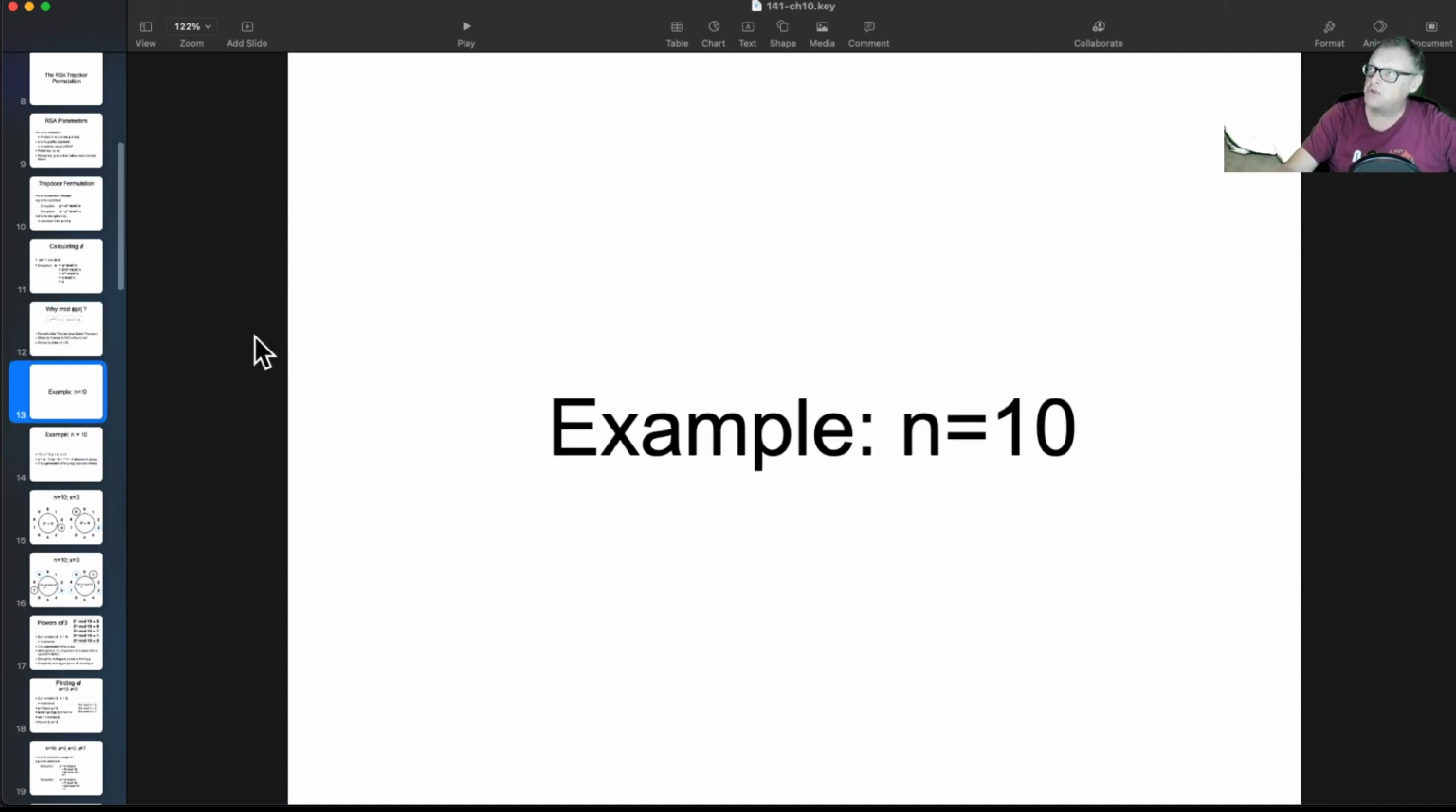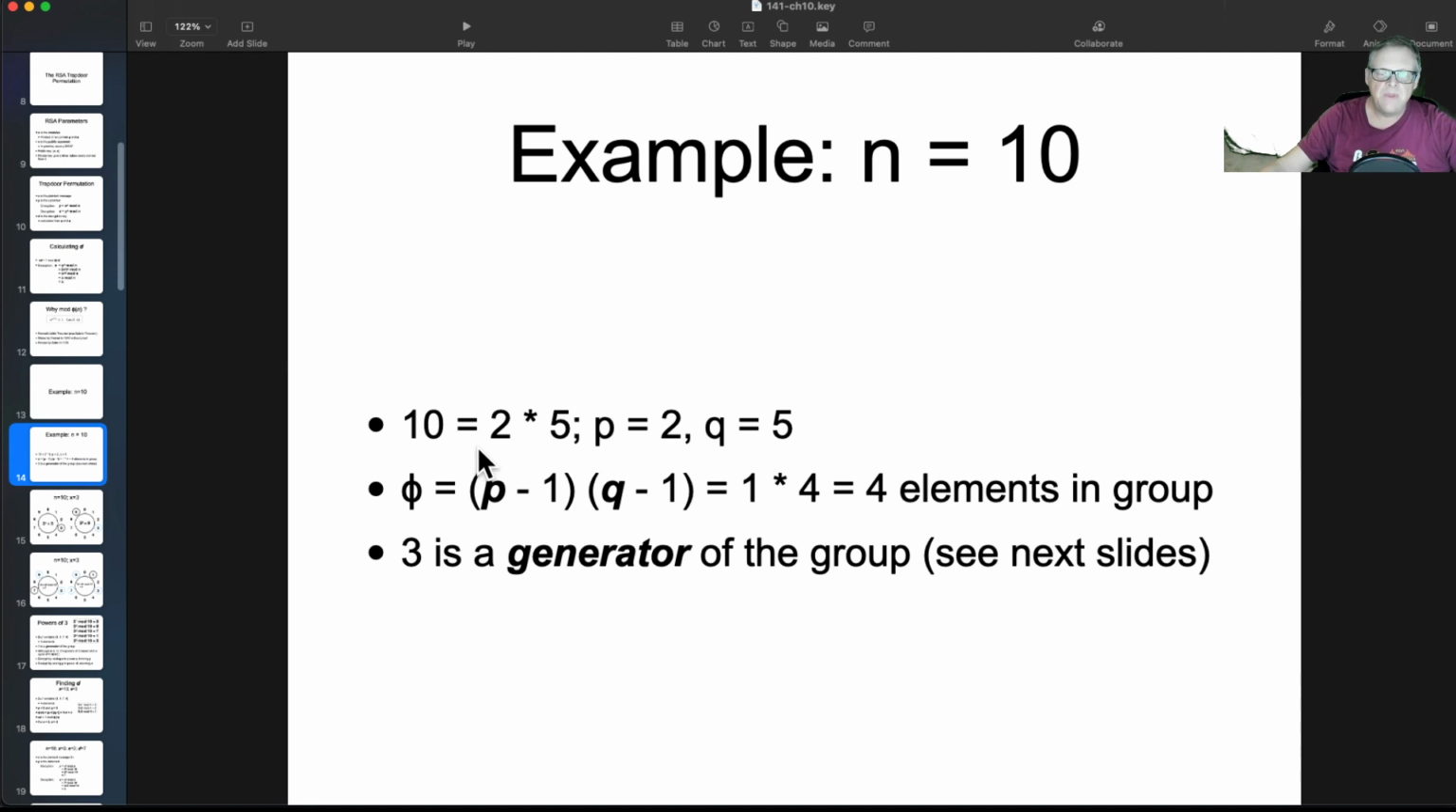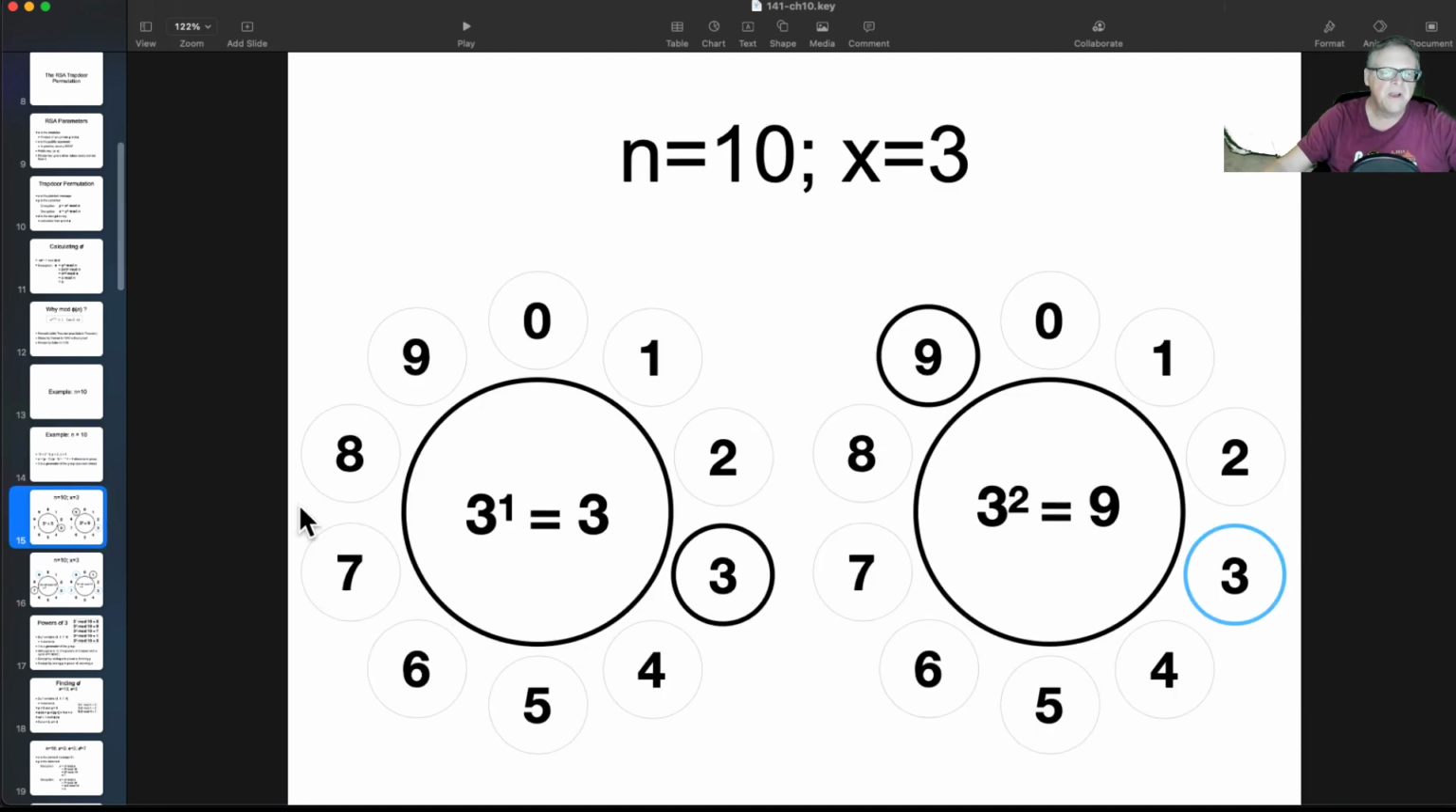So if you do this with n equals 10, then 10 is 2 times 5, so p is 2 and q is 5. Phi is therefore 4. There are 4 elements in the group. Now 3 is a generator of the group, and you can see it. Remember, the group here contains just these numbers. We're going to start with 3.